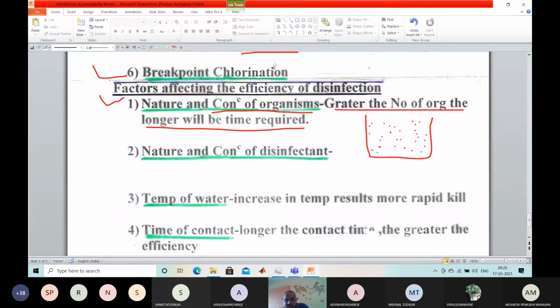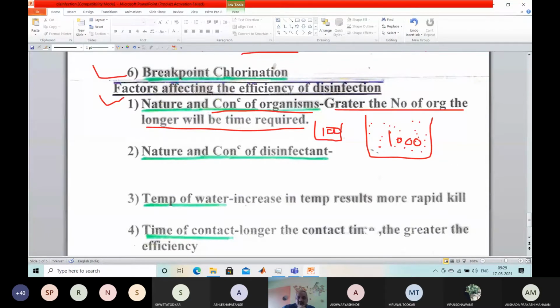So greater the number of organisms, suppose the number of organisms is 100 in the first beaker. In the second, if there are 1000s, then naturally more time is required for killing the 1000 microorganisms instead of 100. So this is also one of the factors, the concentration of organism.